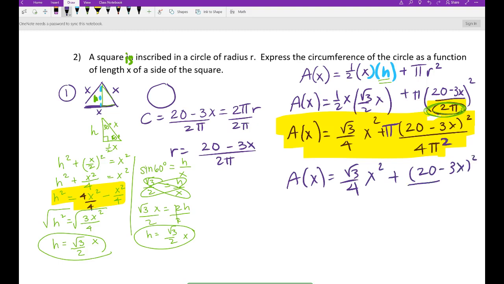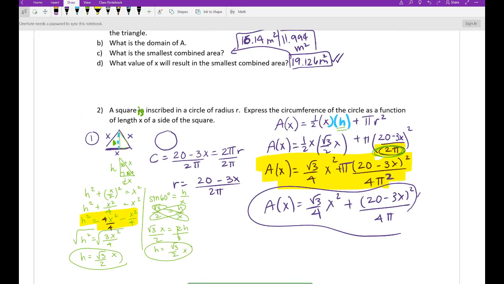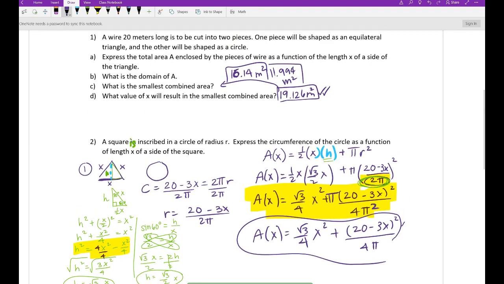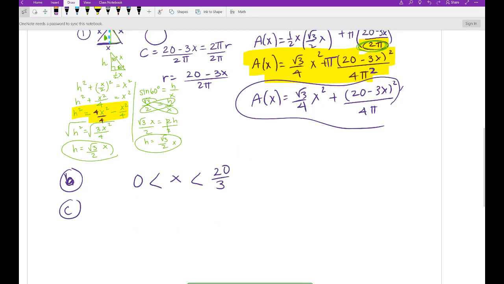Now that you have this equation, can you punch it in your calculator? And then find the answer to what? Oh, domain. The domain part is not too bad. What is the domain? This is B. 0 is in, all the way to where? 20 divided by 3. Yes. And then C, when I punch it in the calculator, the smallest combined area I can have, the winner, is 11.994 meters squared.